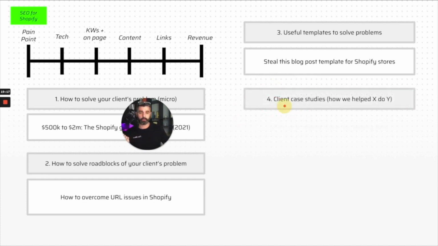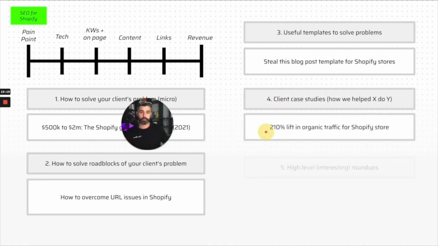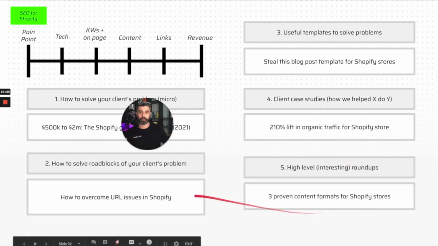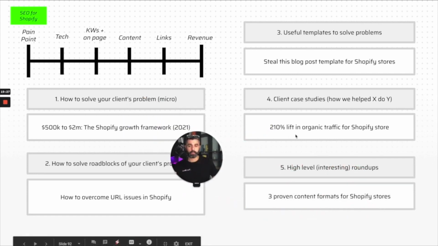Also showing them results. Case study, straightforward. 210% organic lift for Shopify store. And then high-level interesting roundups. 3 proven content formats for Shopify store. So again, you can see how all these things are still mapping directly to these pillars. We're just kind of spiking them off in different ways.